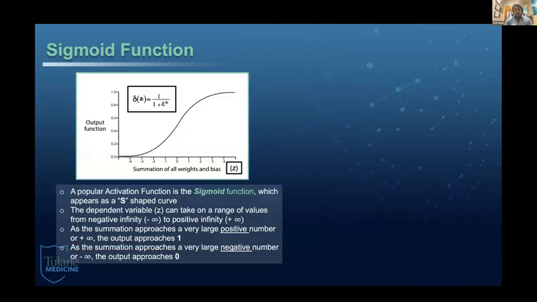So let's look at this graph here. We have the y-axis to be the output function, the x-axis the summation of all weights and biases. And we have a non-linear curve, which is a sigmoid function. This popular activation function, again, is a sigmoid function, which appears as an S-shaped curve. The dependent variable, again, the x-axis, can take on a range from negative infinity to theoretically positive infinity. And as the summation approaches a very large number, the output is closer to 1. As the summation approaches a very negative number, the sigmoid function, a nonlinear function, approaches 0.